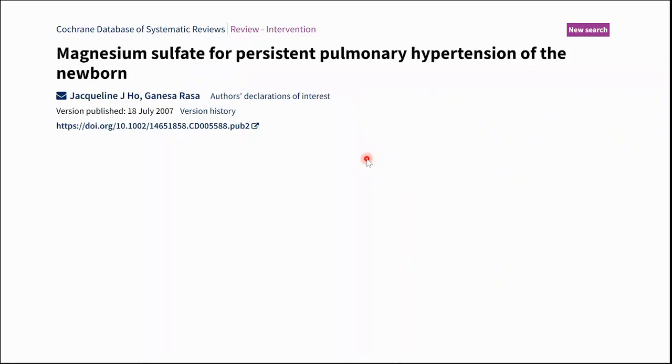because, as you all know, we should maintain the delicate balance between the systemic and pulmonary blood pressures. There's no point in being able to reduce the pulmonary pressures if your systemic pressures also drop.